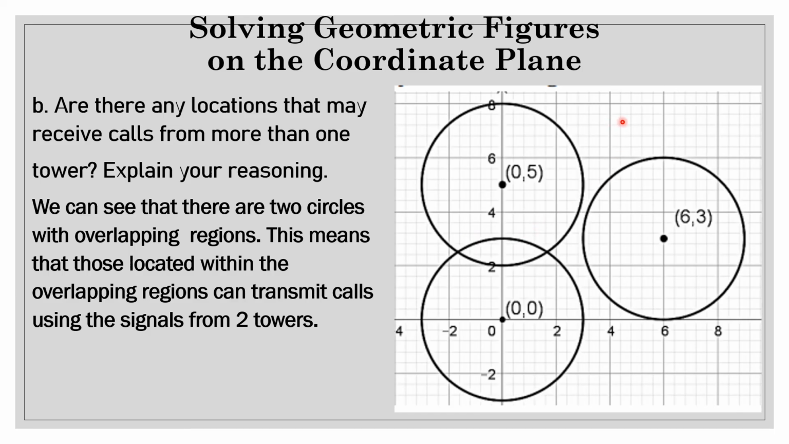So, kapag nasa labas ka na ng mga circles natin, ibig sabihin wala ka ng signal dito sa area na to. Ayan, sa mga area na yan, wala ng signal dyan. Dito sa area na to, only yung tower na may center (6, 3) ang makakapagbigay ng signal or makakapag-transmit ng call.